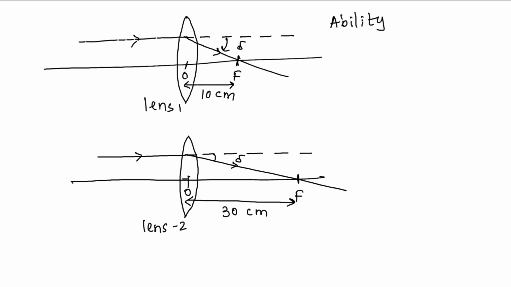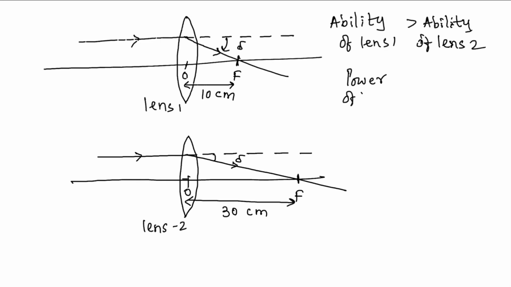So ability of lens 1 to deviate the ray from its path is more than the ability of lens number 2. Now ability is known as power in the language of optics, in the language of physics. So we can say that power of lens 1 is greater than the power of lens 2.